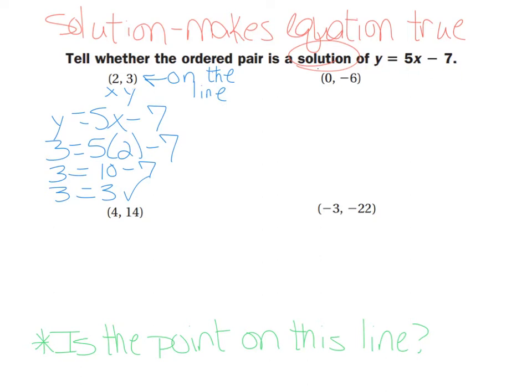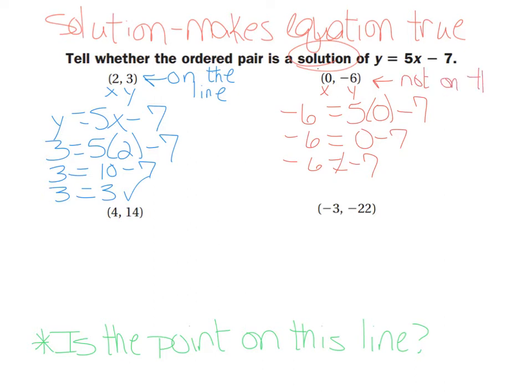Okay? Now, what about 0, negative 6? Let the 0 be x, the negative 6 be y, because it's an ordered pair. So we're asking, is negative 6 equal to 5 times x, which is 0, minus 7? So we get negative 6 equals 0 minus 7. Does negative 6 equal negative 7? No. So this point is not on this line. If we were to graph this line, 0, negative 6 is not on this line.